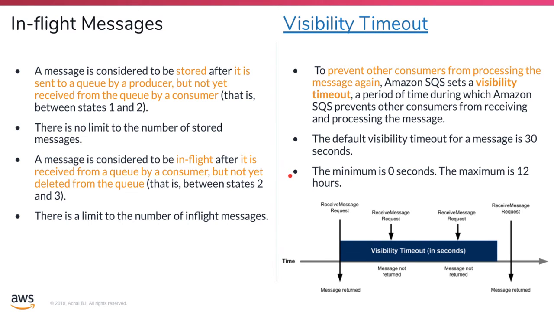To prevent other consumers from processing the messages again, SQS sets the visibility timeout for a particular message that is being processed. The default is 30 seconds, and you could set the visibility timeout up to 12 hours. Here's an illustration: when the message is requested and returned to the consumer, the visibility timeout period starts, and any request for that particular message is not returned. And when the visibility timeout expires and there is another request, then the message would be returned.